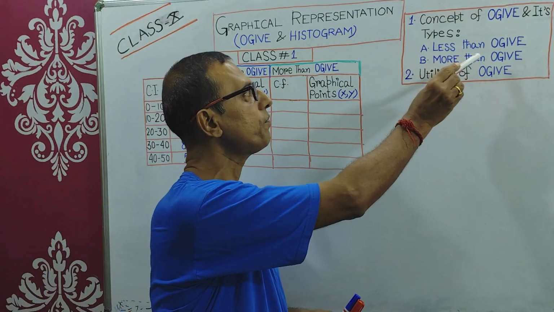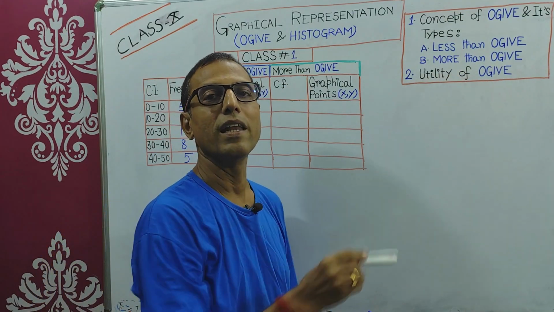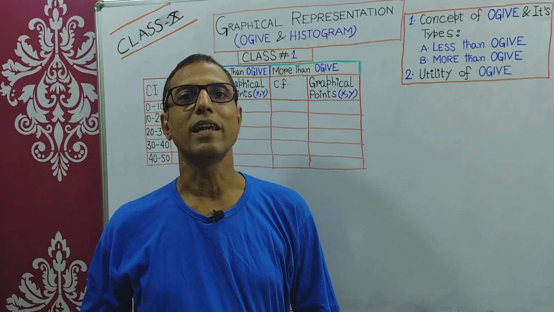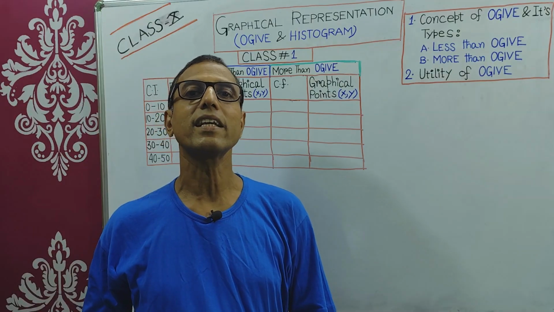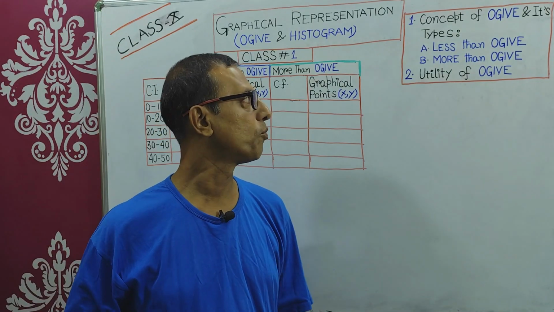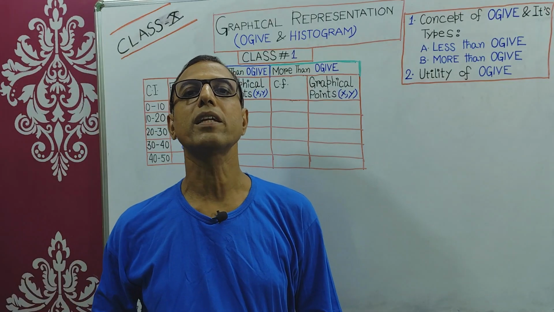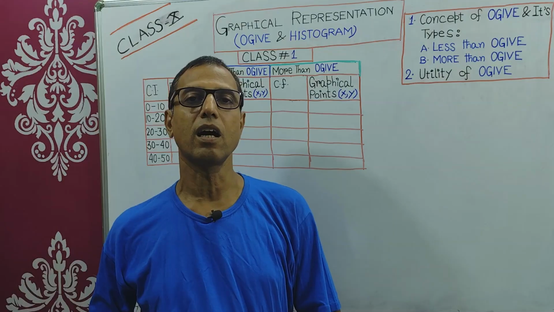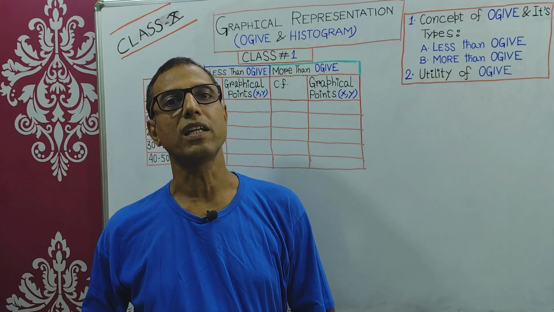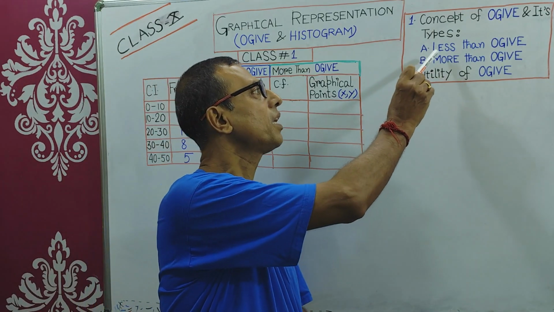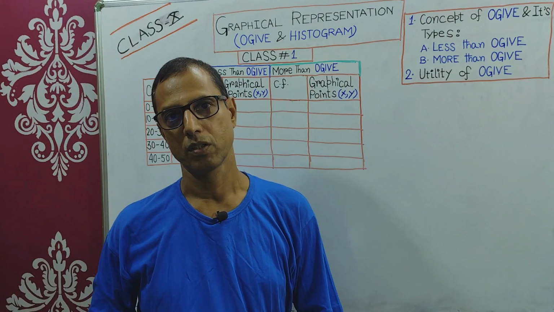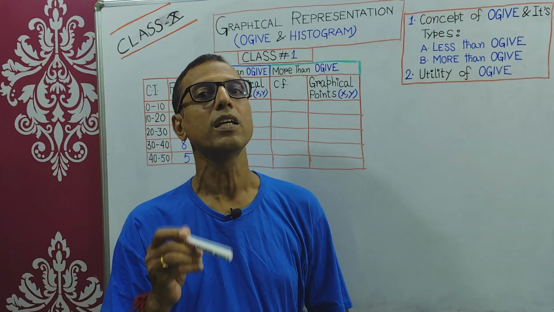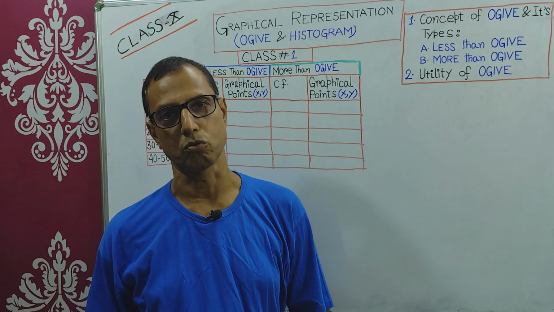It is there less than OGIVE, another is more than OGIVE. Less than OGIVE, here also we utilize another very popular term, less than cumulative frequency curve. And more than OGIVE is termed as more than cumulative frequency curve. So if somewhere it says using less than cumulative frequency curve, you identify the median, that means it's the same as less than OGIVE. Right? And why it is less than or more than and why it is cumulative frequency, that you will understand when I explain both of these two.